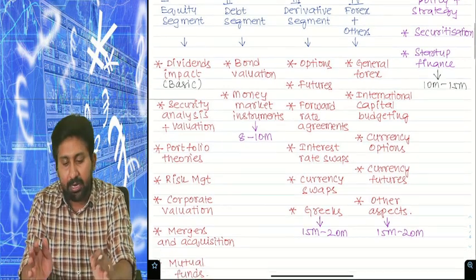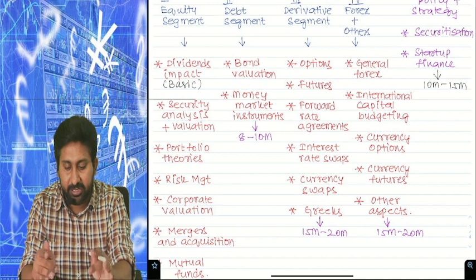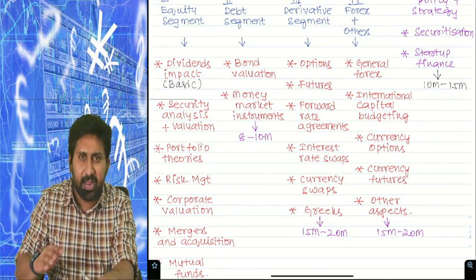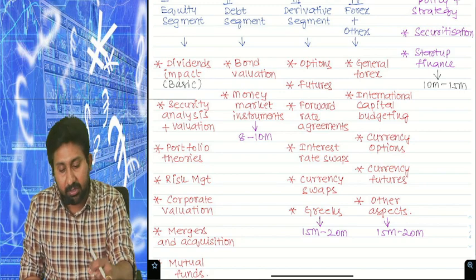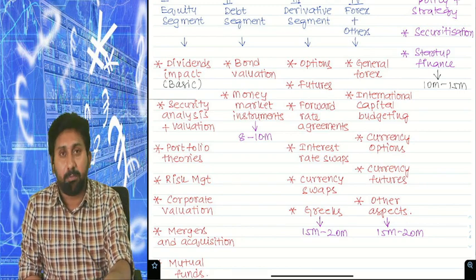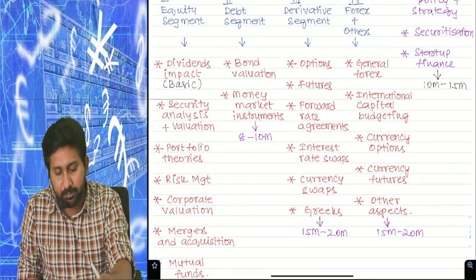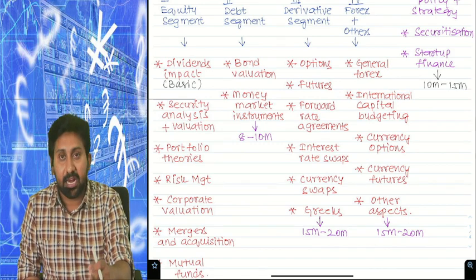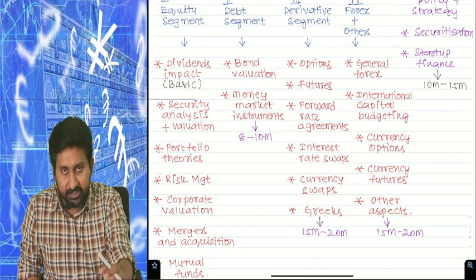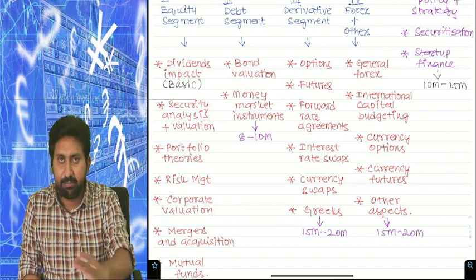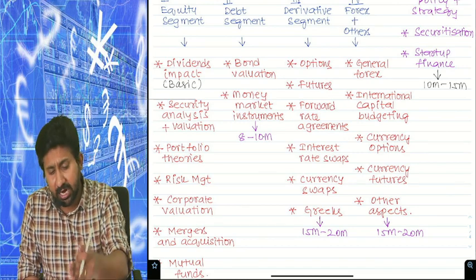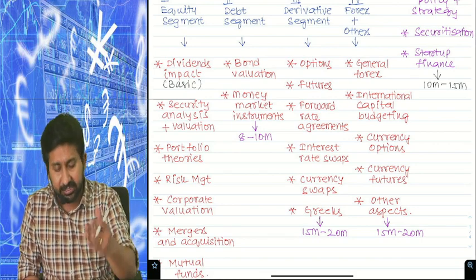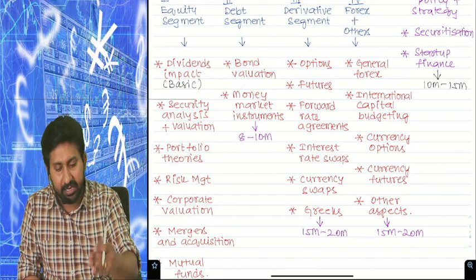Next one, the derivative segment, the most dangerous of all. Marks weightage, moderately and too heavy, they will be asked. But the concepts are very complicated, starting from options, futures, forward rate agreements, interest rate swaps, currency swaps, and the derivative Greeks. We are going to cover in the same sequence. First starting with options, continued with futures, forward rate agreements, interest rate swaps, currency swaps, and the Greeks.